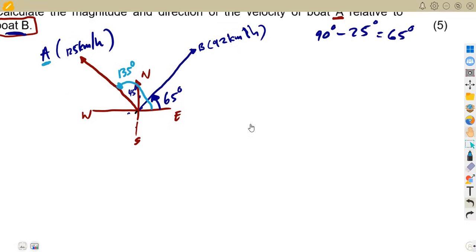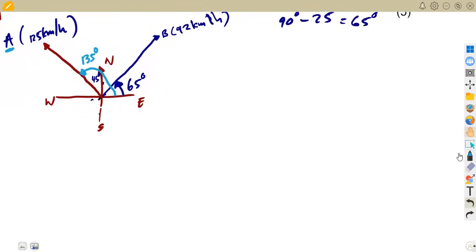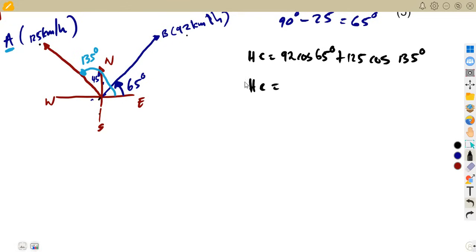So let us find our components. We are done at this stage. We just need our components now. So the horizontal component is going to be 92 cos 65 degrees plus 125 cos 135 degrees. So we're going to have cos 135. That's our horizontal component, which gives us negative 49.507 in this case, kilometers per hour. Being negative, it means we are going to the west in the horizontal. So this is going to the west.